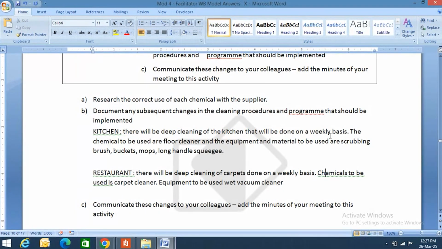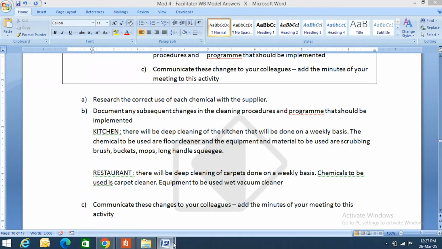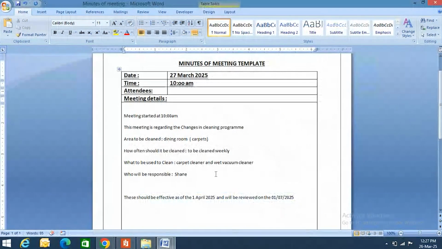See what we said? What we're going to use to clean the kitchen, we're going to use the following. We're going to use floor cleaner, scrubbing brush, buckets, mops, long handle squeegees, isn't it? Yes. So that's what you are going to list here under what to use to clean. And then who's responsible for cleaning? You put your own names of your kitchen staff there.